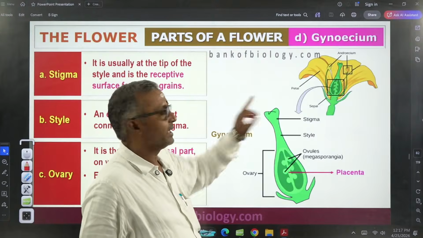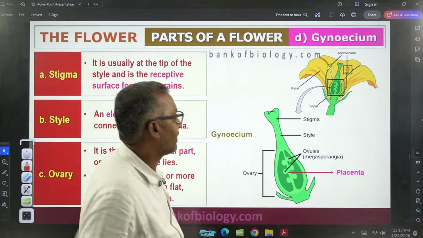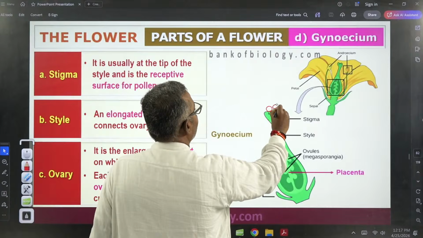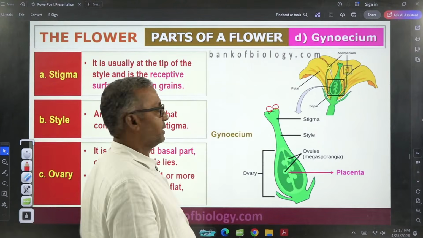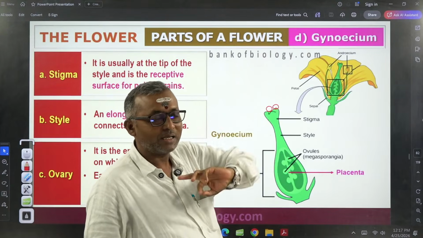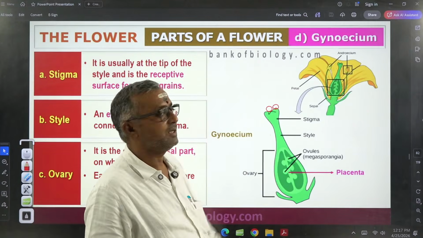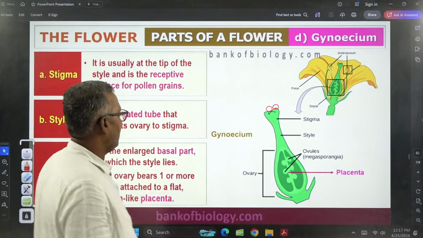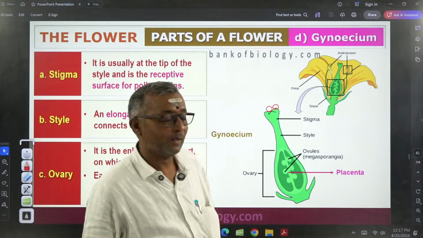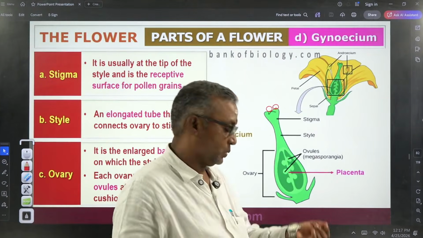Now, stigma is the platform for landing of pollen grains. That means during the process of sexual reproduction, the pollen grains that come from the anther will land on the stigma. Understood? And style is the median region, an elongated tube-like structure, and this basal swollen region is called ovary. Inside the ovary, there is a cushion-like tissue.